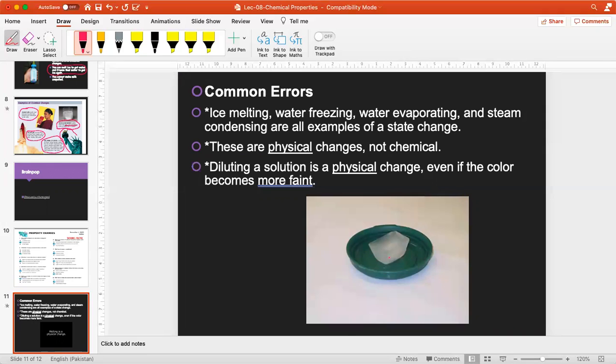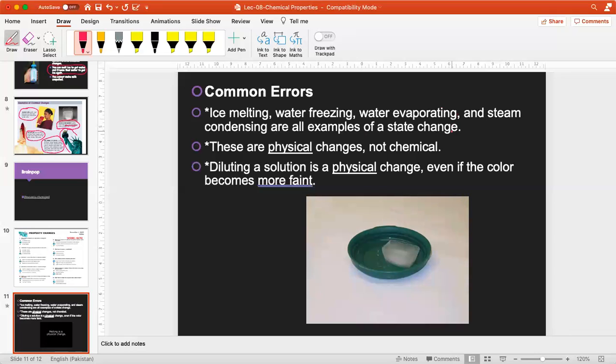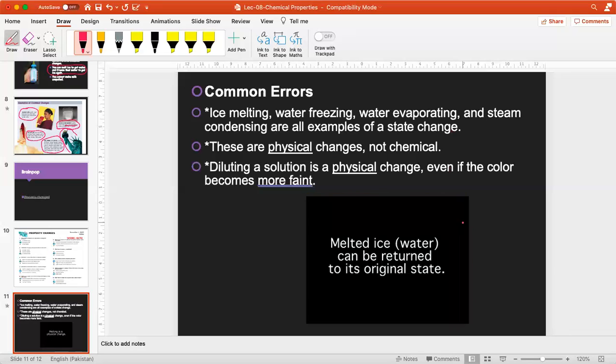This is a piece of ice. With the passage of time, by absorbing some heat, it is in the melting process. So ice melting, water freezing, water evaporating, and steam condensing are all examples of a state change. It's just the state of change. So these are physical changes, not chemical. Diluting a solution is a physical change, even if the color becomes more faint.